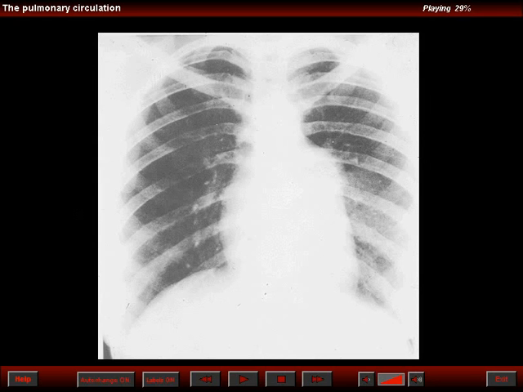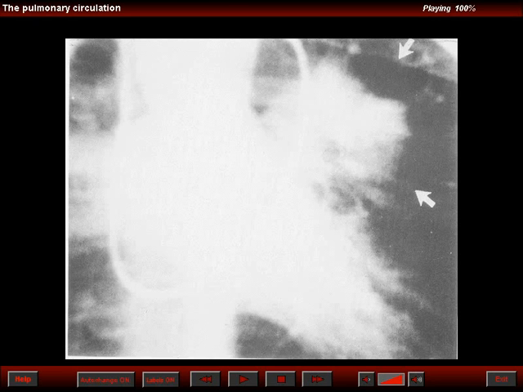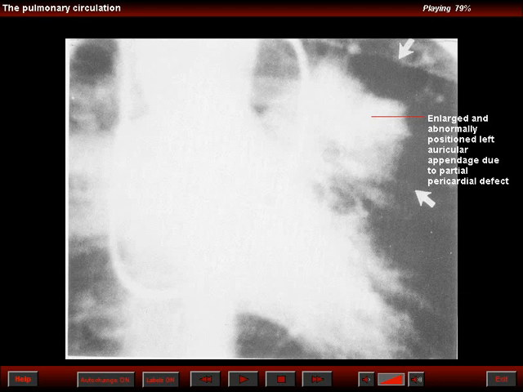Another example of a partial pericardial defect, note the convexity of the middle third of the left heart border with normal pulmonary vasculature. Here we can see an enlarged, abnormally positioned left auricular appendage, and what herniated through the pericardial defect was the left auricular appendage, and that accounted for the convexity of the middle third of the left heart.